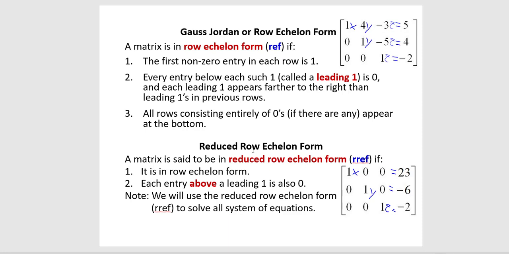The second one, the reduced row echelon form, is the one we will be using. The reduced row echelon form gives us the answer directly, with no further work required on your part. The last column is your answer. X equals 23, y equals -6, and z equals -2.